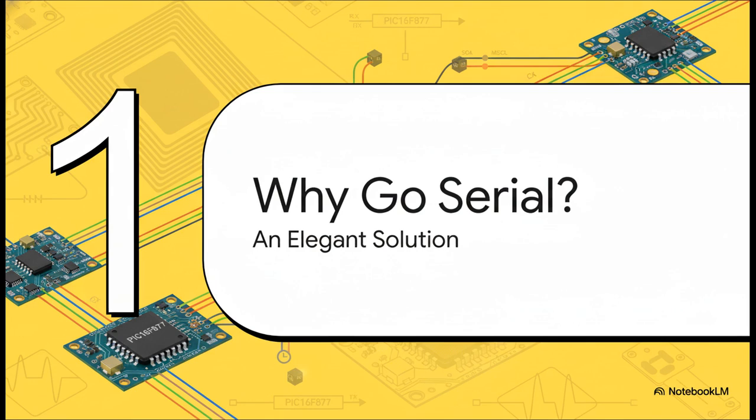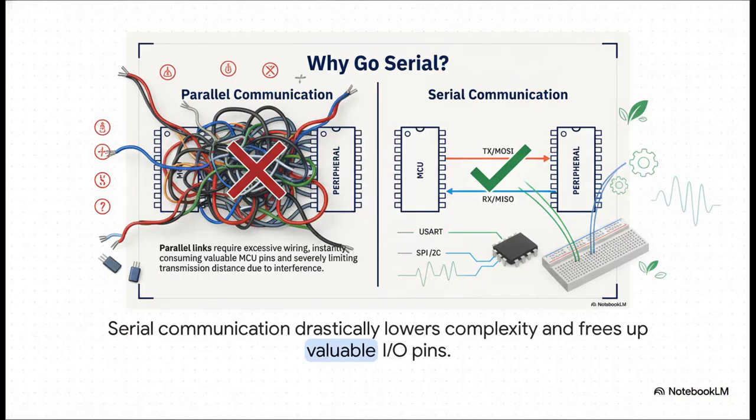So, first things first, let's talk about the fundamental problem. You've got this amazing little brain on a chip, right? But how do you get data into it and out of it without creating an absolute nightmare of wires on your circuit board? And this image says it all. Just look at that tangled mess on the left. That's parallel communication for you. Every single bit of data needs its own wire. It just eats up your precious I/O pins and makes for a really complex, noisy board.